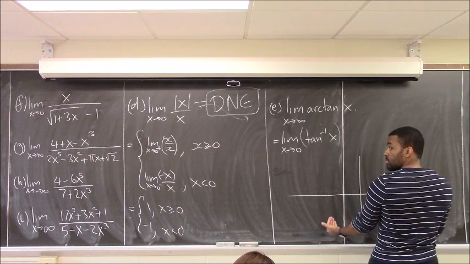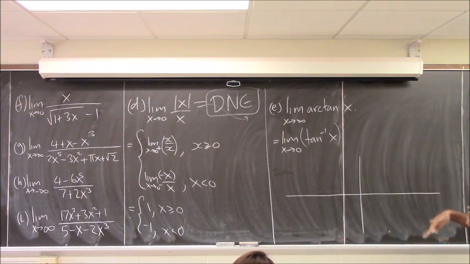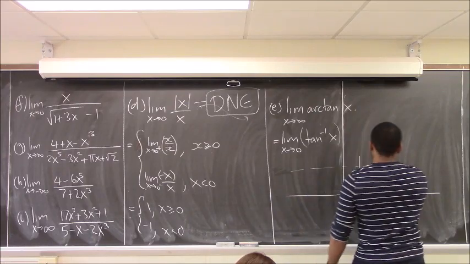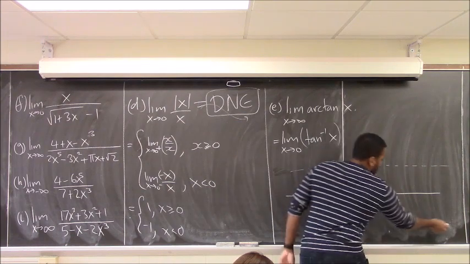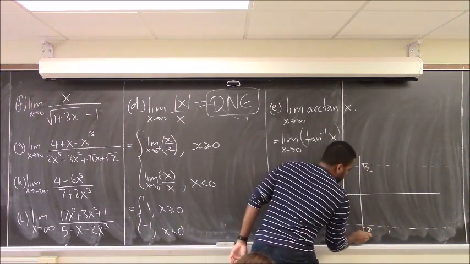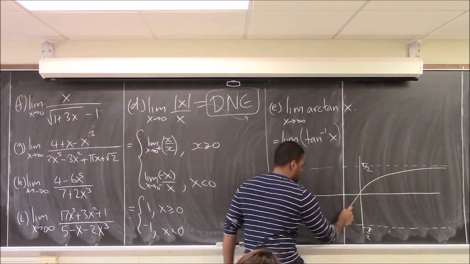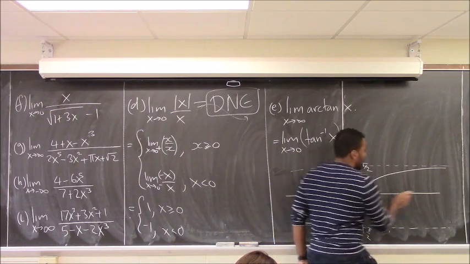Remember, tangent is sine over cosine, so it's undefined where cosine is 0. That's pi over 2 and minus pi over 2. You reflect that in y equals x. So you have an upper bound of pi over 2, and a lower bound of minus pi over 2. And the arctangent graph looks like this. It should pass through 0.